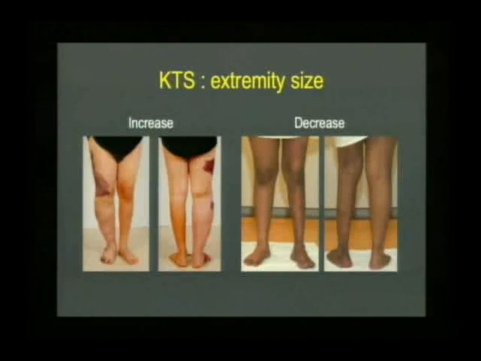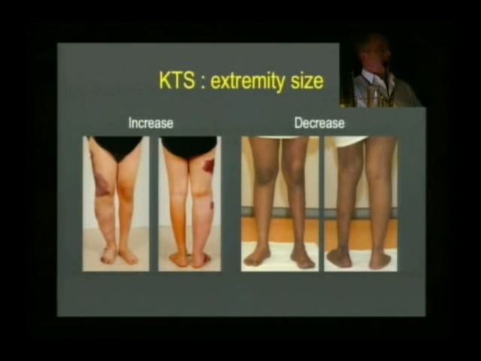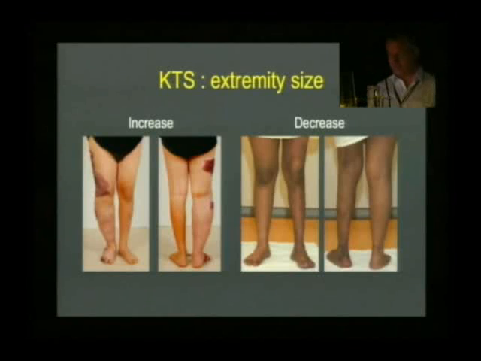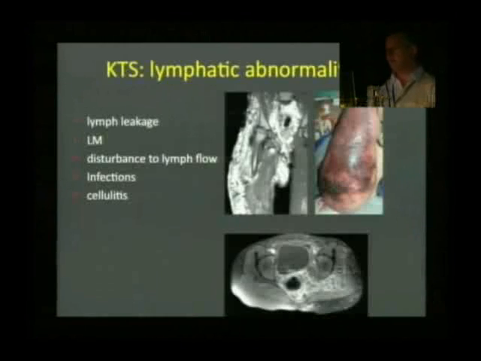In most patients, if they do have a difference in extremity size, it's usually the affected extremity that is larger than the normal extremity. However, infrequently, the affected extremity may be smaller than the normal extremity. That is the exception rather than the rule.